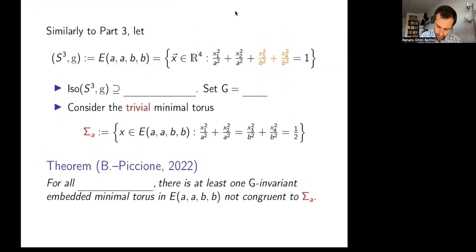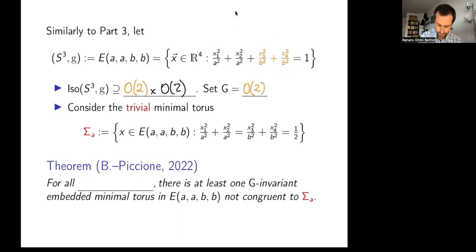And I want to again emphasize the isometries coming from the ones in orange. If I look at the isometry group, it contains an O2 coming from rotations and reflections about the origin in that X3, X4 plane. And there's another O2 from the X1, X2. So I'll focus on this orange O2 acting on these two coordinates.